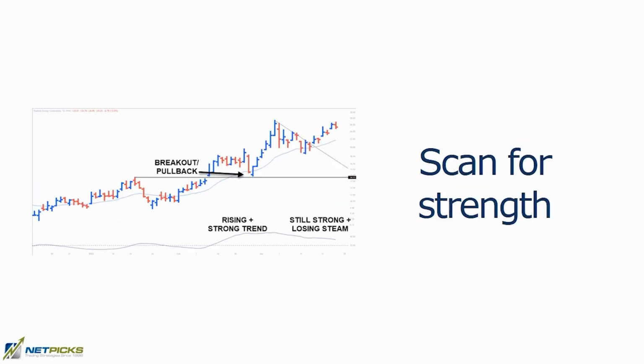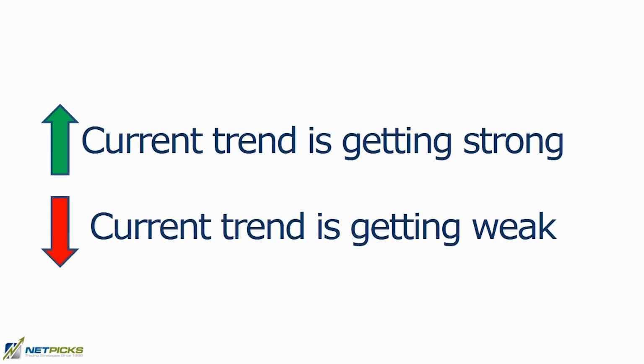Now let's talk about pullbacks. When you're trading continuation trades, we want to make sure that the market we're considering has some energy to it. So we scan our charts, we look for ADX plus 20. When we do that, we can now dig deeper into the chart with some technical analysis. So remember, a rising line indicates a strengthening trend. A falling ADX equals a weakening trend.